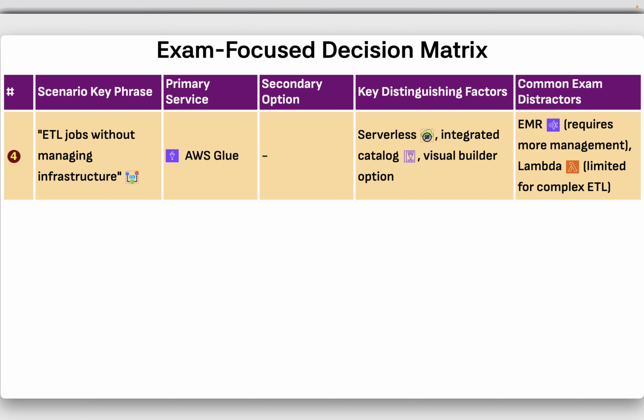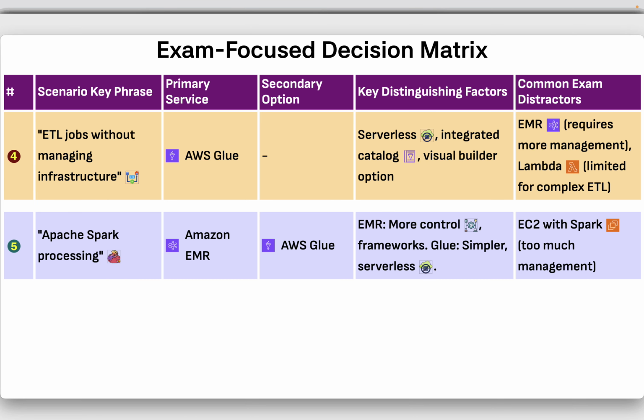And there could be some distractors like EMR, which requires much more management, or Lambda, which is limited for complex ETL. Next come Apache Spark processing. So if Spark is mentioned or Hadoop, you go with Amazon EMR. Secondary, you can still go with AWS Glue because that also has some limited support. With EMR, you have more control and a lot of frameworks are supported. Glue is simpler but serverless. Exam distractors could be EC2 with Spark, which is too much management.